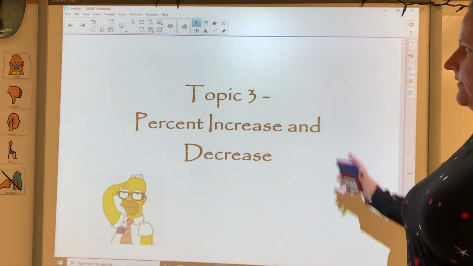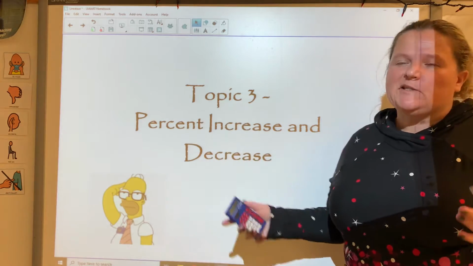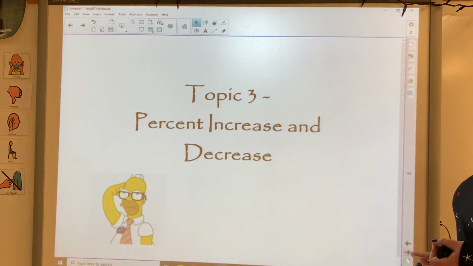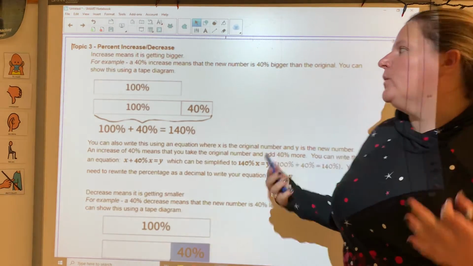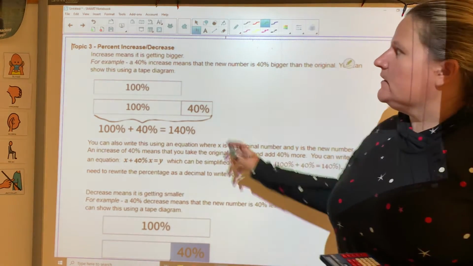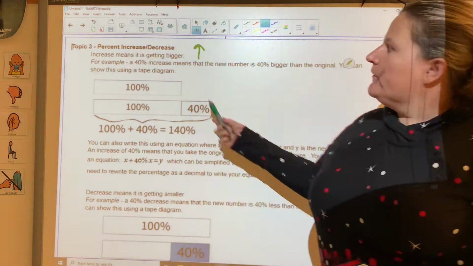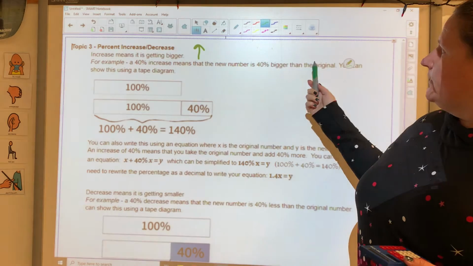All right, and then my last topic that I'm gonna cover today is gonna be topic 3, and this is your percent increase and decrease, okay? This is what we've been talking about for a long time. So your review sheet has all of this stuff, and what does it mean? So first, the things to realize is, again, that an increase means it's getting bigger. Something's getting bigger, okay? For example, a 40% increase means that the new number is 40% bigger than the original.